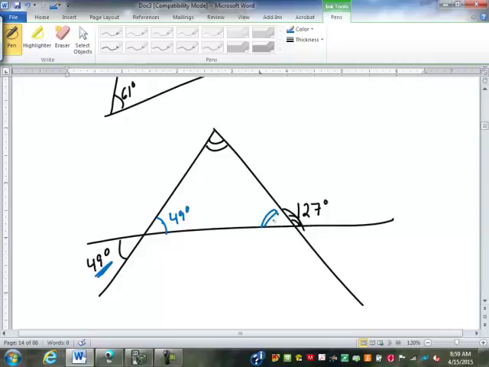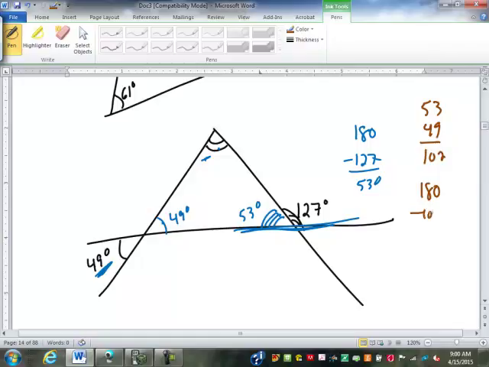Do I know this angle here? Not 127, but 180 minus 127. Give it 53 degrees. Those two don't have to be equal. Those two add up to a straight line, so they add up to 180. Now how about this one? Perfect. 53 and 49 make 102. 180 minus 102 is 78 degrees. Good stuff?